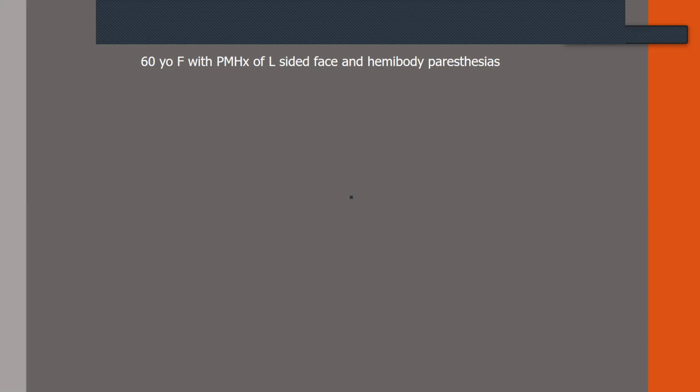This lady, I remember her very well. She's one of the nicest patients I've ever met in my life. She's 60 years old, and just like the previous gentleman, completely healthy otherwise, but she had come in for evaluation for left-sided face and hemi-body numbness. And she was initially presented as a TIA stroke patient, but we got an MRI on her, and we're very surprised.